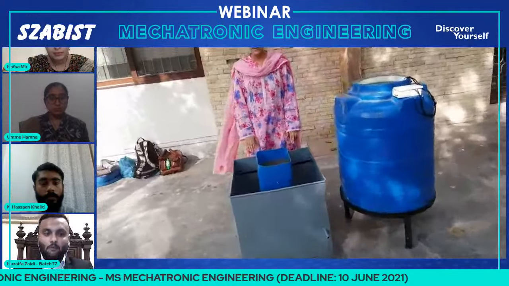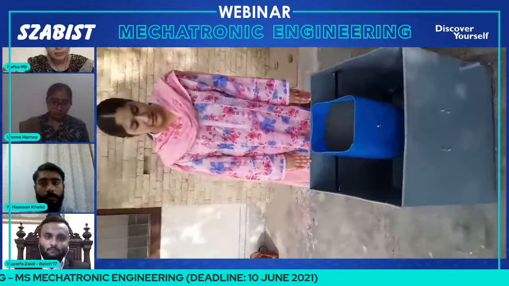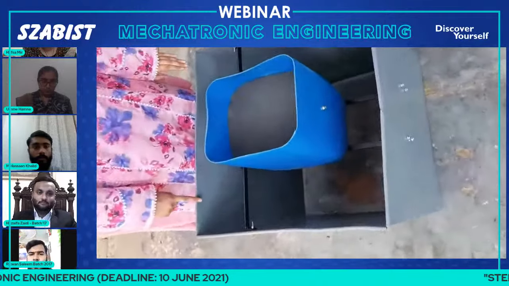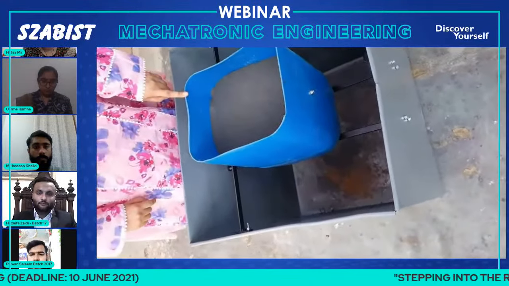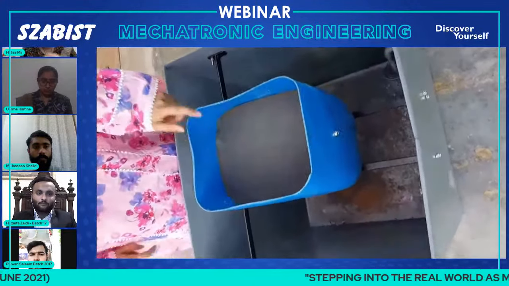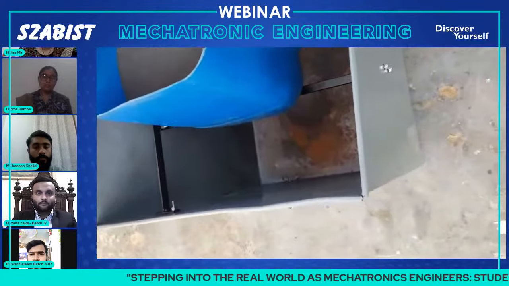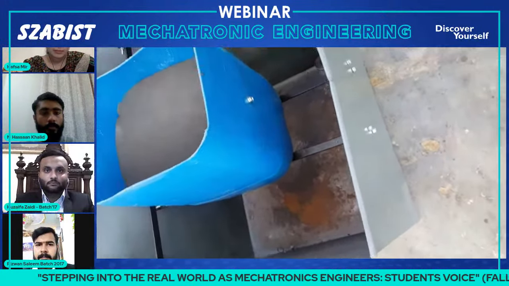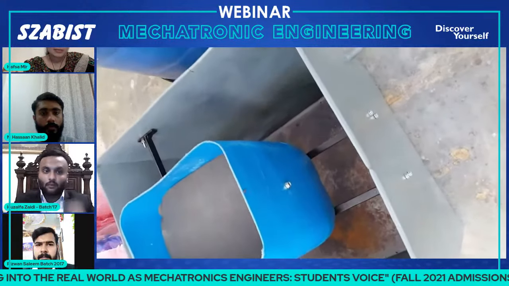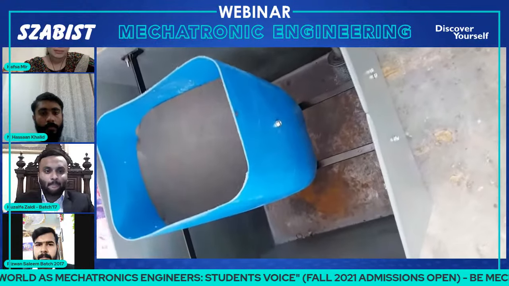So basically, this is our filter mechanism. It contains a mechanical filter and a biofilter. In the mechanical filter, there are two layers, a foam layer and a polystyrene layer. The foam layer will filter out the solid particles that are in the water after taking it out from the main tank.